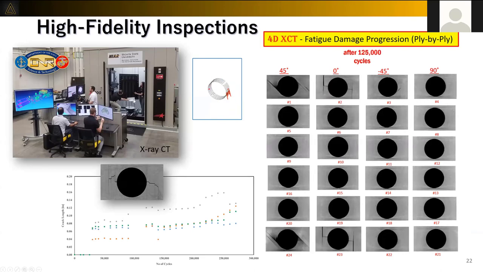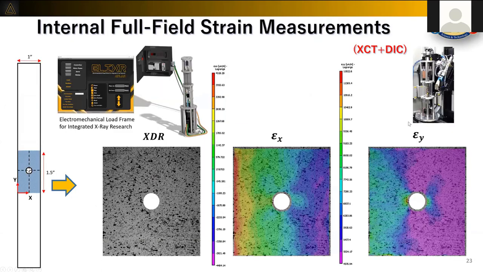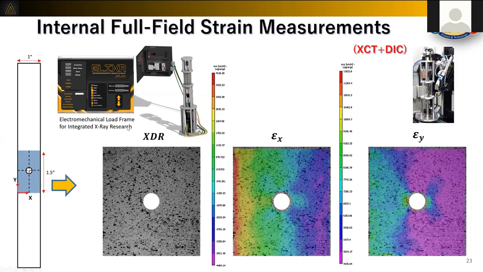We can put large components in this X-ray CT and get really detailed damage growth information. Because of the size of this, we were able to design, build and rig this X-ray CT system with a homemade load frame and a control system so that we can load these specimens and actually do X-ray CT. In this case, during manufacturing, we embed certain particles into the system so that we can get a sort of internal speckle pattern.